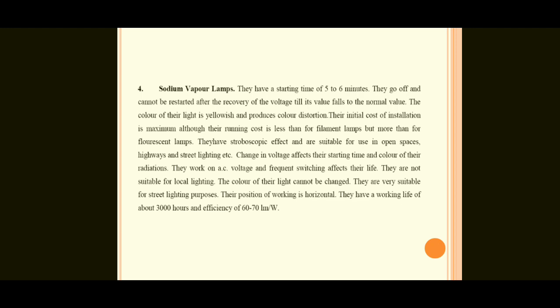So their working position is horizontal. The position is horizontal for sodium vapor lamp. For mercury vapor lamp, it is vertical position. Vertical position for mercury vapor lamp, and for sodium vapor lamp it is horizontal. So they have a working life of about 3000 hours and efficiency of 60 to 70 lumens per watt.